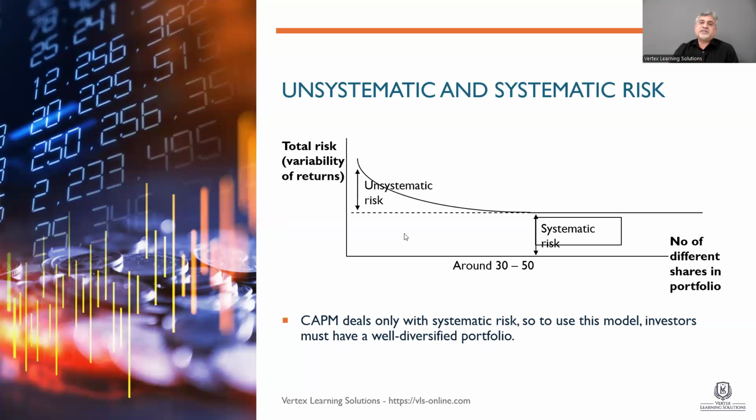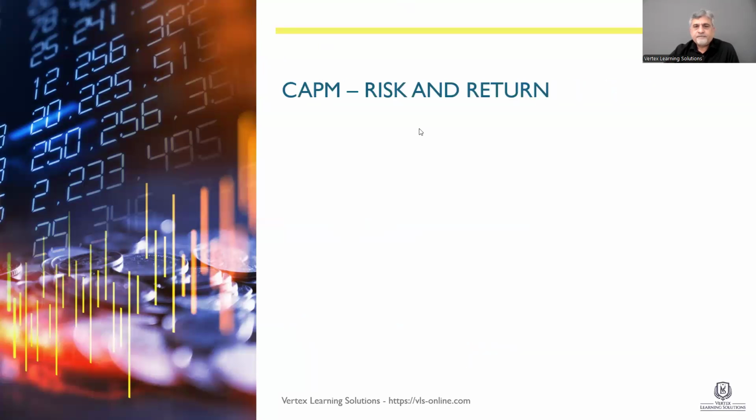CAPM deals only with the systematic risk, which is not diversifiable. To use this model, investors must have a well diversified portfolio. So this is the thing which we are taking care of. The unsystematic part we say is related to the nature of the business itself. So we only talk about the systematic risk, which is about the total shares. CAPM, risk and return. The following measurements can be made.